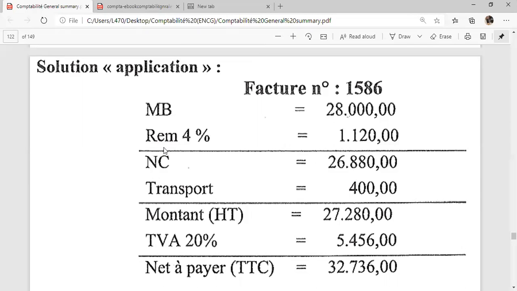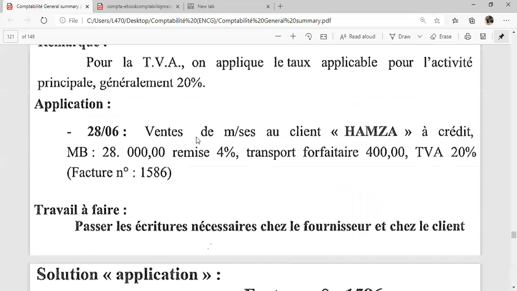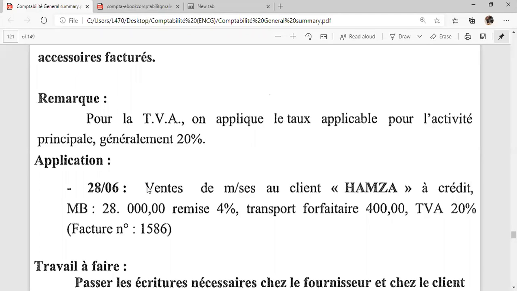In this case, we are given the TVA, so drawing from the transaction, I read the transaction just for you to better see what I'm talking about. The transaction reads: vente de marchandises au client Hamza à crédit à 28 000, remise 4%, transport forfait 400, TVA 20%.